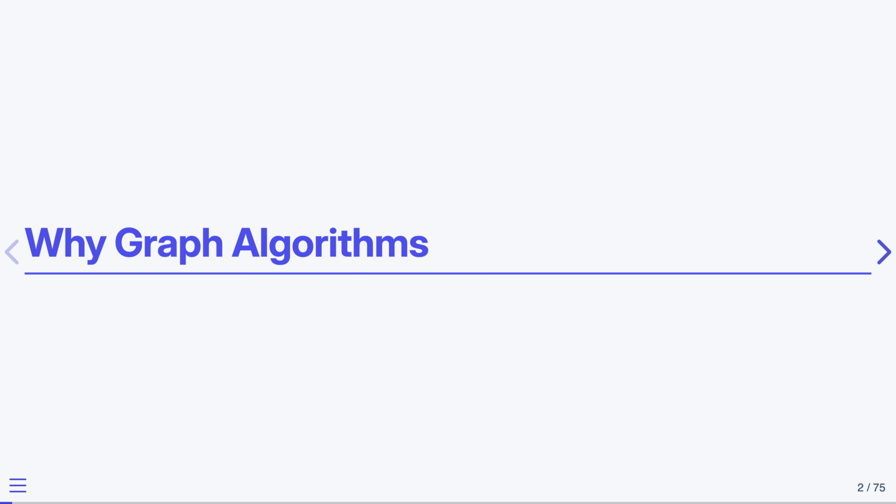All three use relaxation, a frontier of candidates, and a careful processing order. Let's start with why we need graph algorithms at all. We will look at three everyday questions that plain traversal cannot answer.